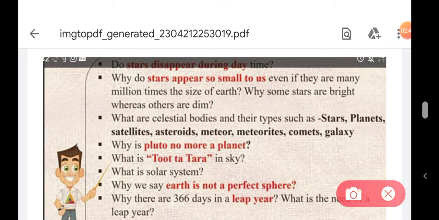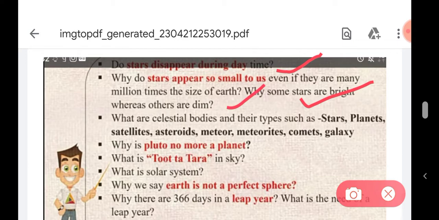There are some questions which may come to your mind about the stars. Do stars disappear during daytime? Why do stars appear so small to us even if they are many million times the size of Earth? Why are some stars brighter whereas others are dim?